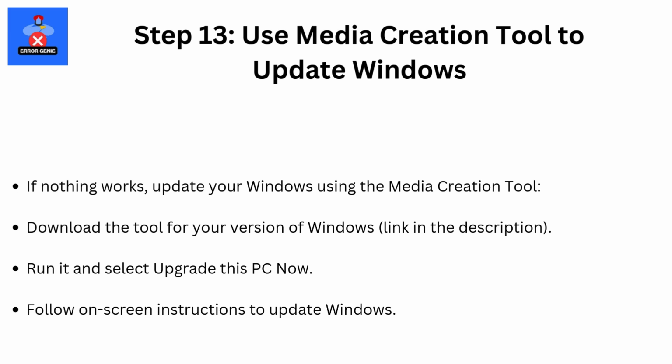Step 13. Use Media Creation tool to update Windows. If nothing works, update your Windows using the Media Creation tool. Download the tool for your version of Windows, link in the description. Run it and select Upgrade this PC now. Follow on-screen instructions to update Windows.